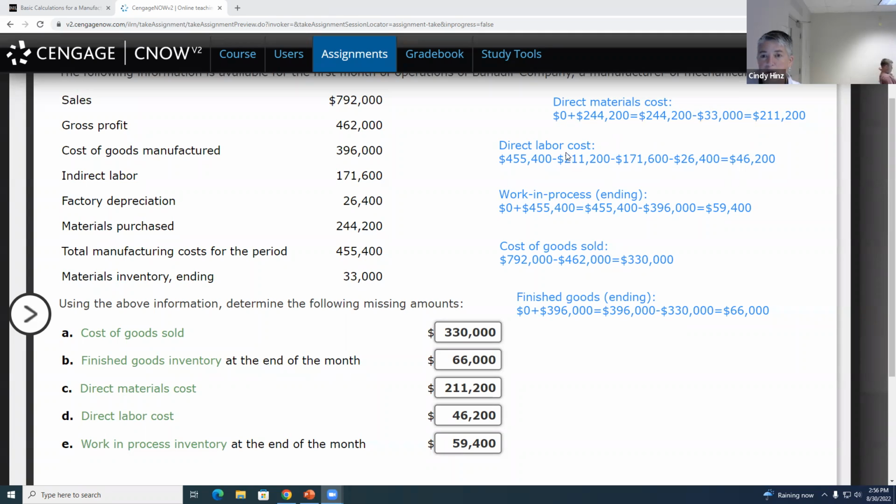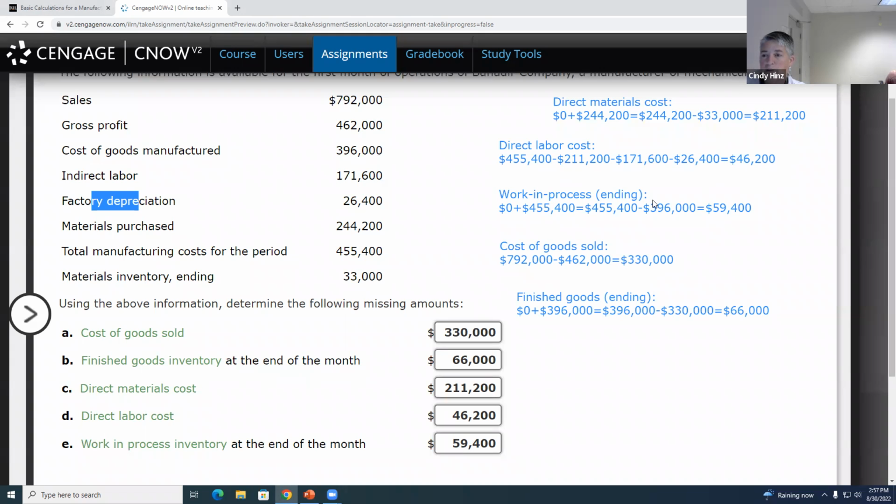Direct labor was a little bit more challenging to complete. So we had the total manufacturing cost for the period. Now we would not normally know that if we didn't know the direct labor, so this was kind of looking at things in reverse order. We knew the total manufacturing costs. We knew how much was direct materials. And of the other information that was given, I could identify two, indirect labor and depreciation, that were overhead. So I simply subtracted those to determine direct labor of 46,200.